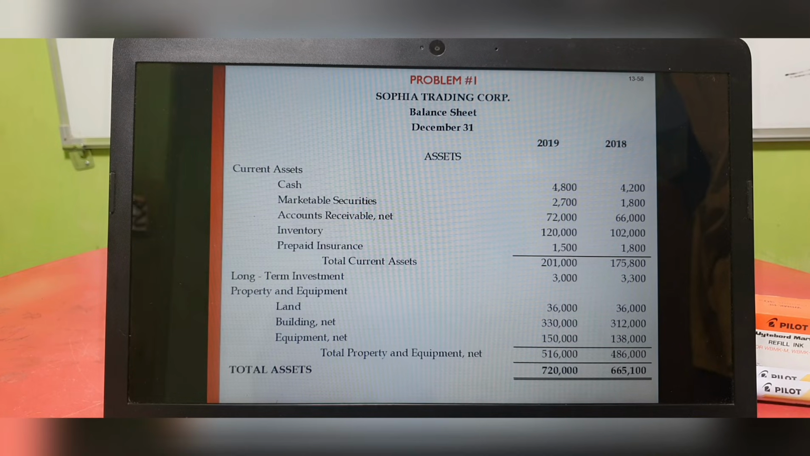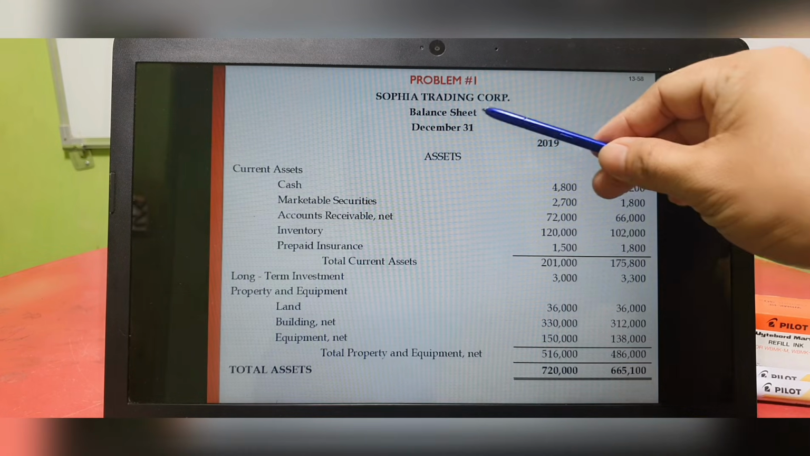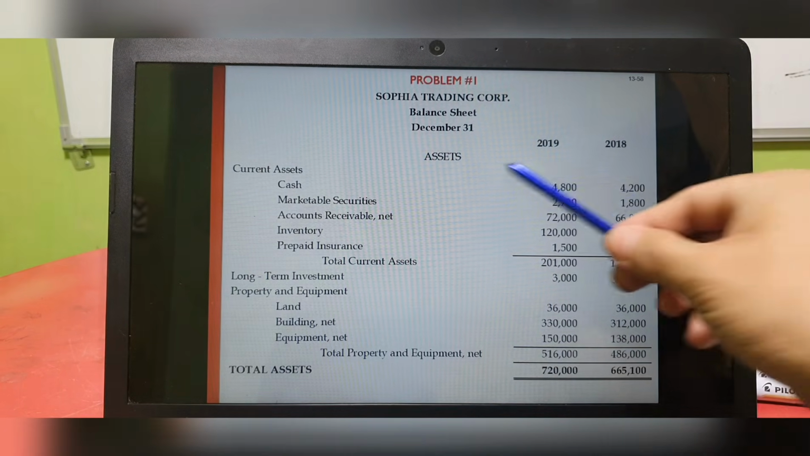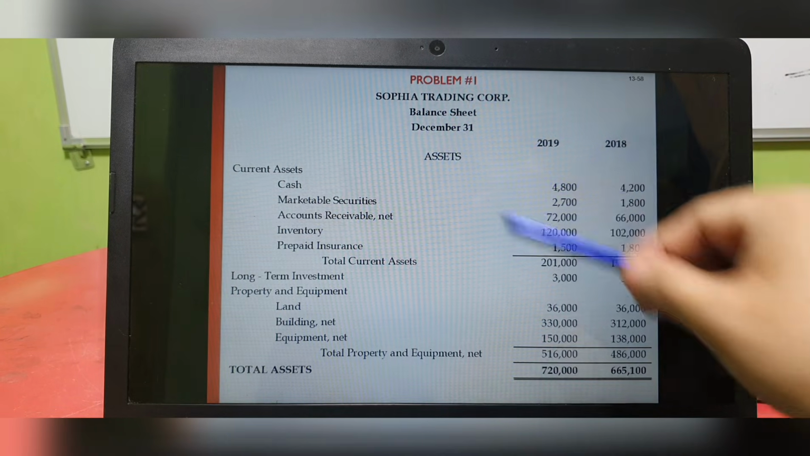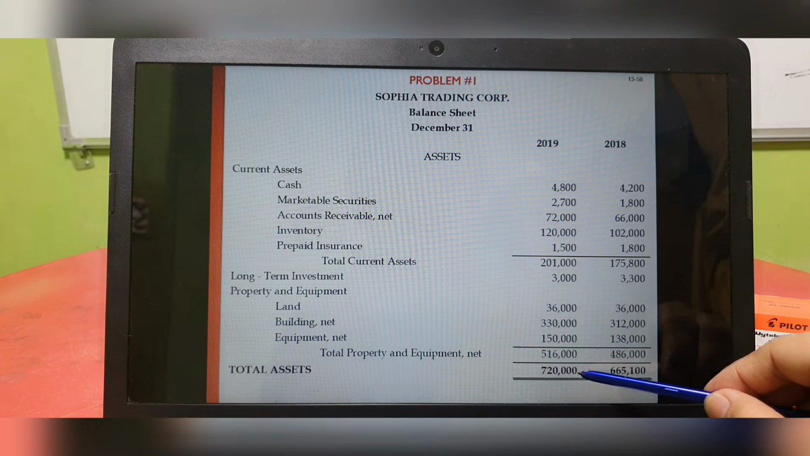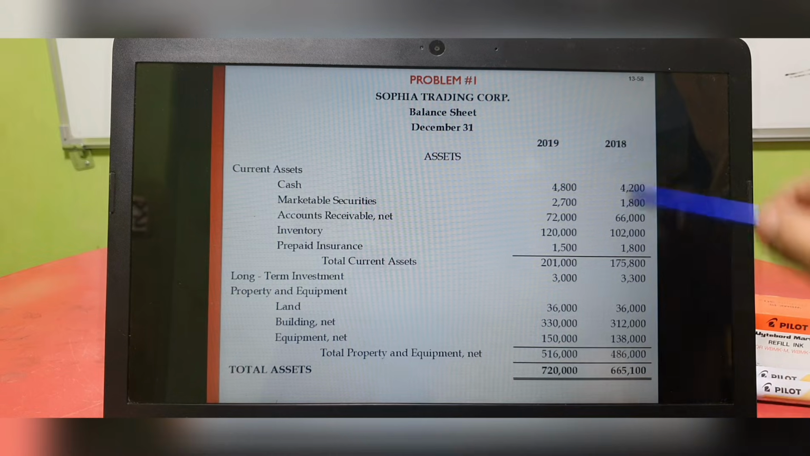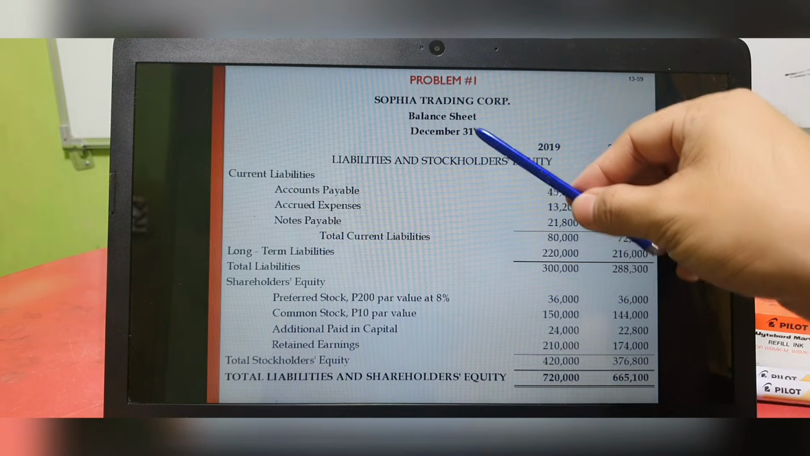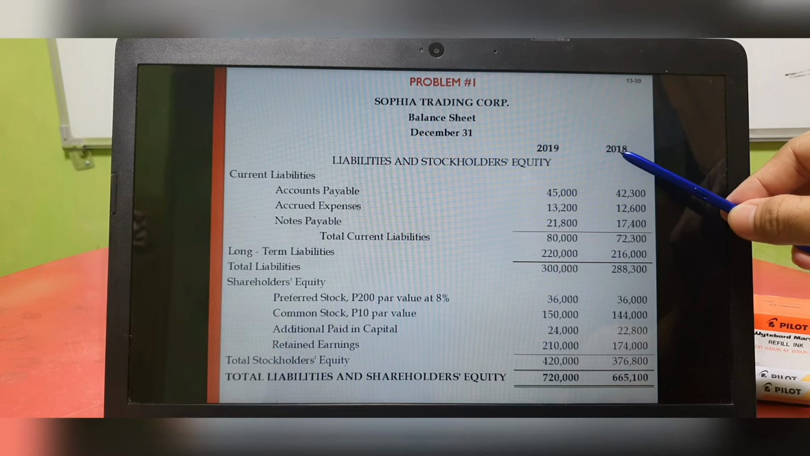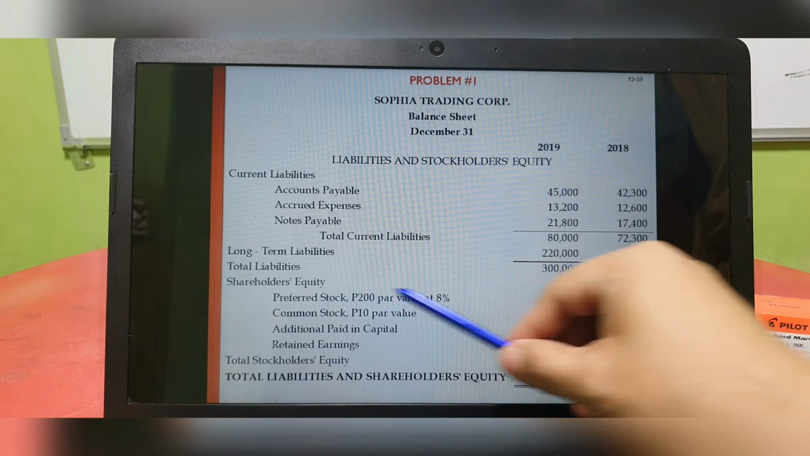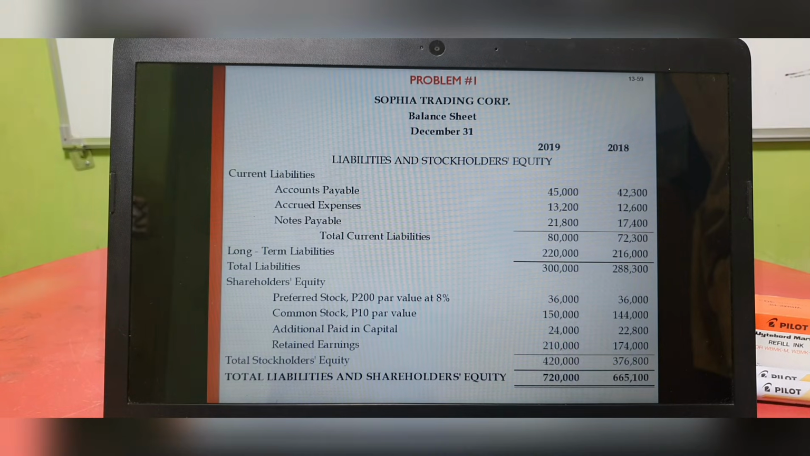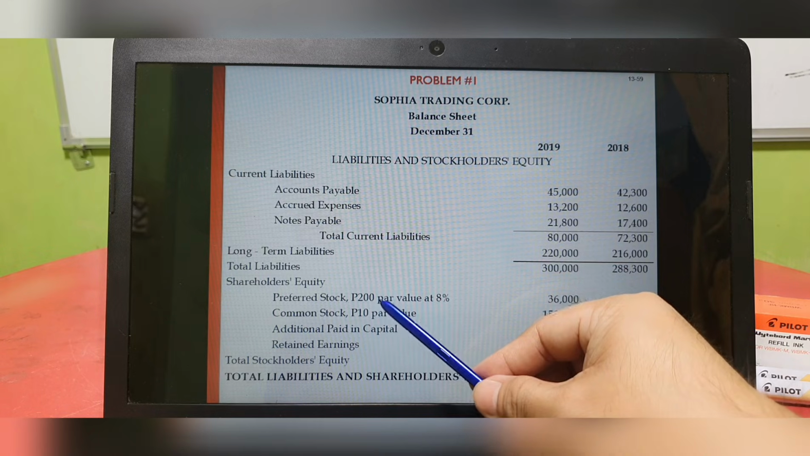Ayan. So, we have Sophia Trading Corporation. We have here the balance sheet as of December 31, 2019 and 2018. So, showing here the assets for 2019, 720,000, 665,100 for 2018. So, screenshot muna before we proceed. We also have the liabilities and stockholders' equity for December 31, 2019 and 2018. Looking at the shareholders' equity, makikita natin na meron siyang preferred stock at saka common stock. So, dalawang stocks yung meron tayo. And makikita natin yung details ng par value niyan.